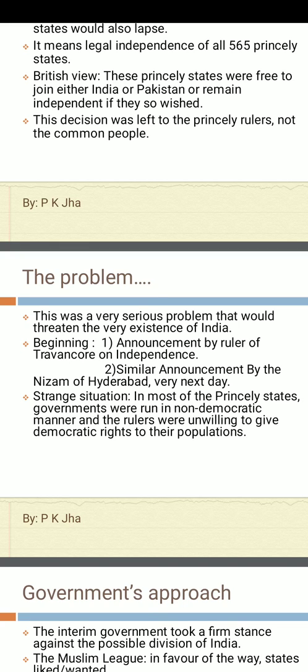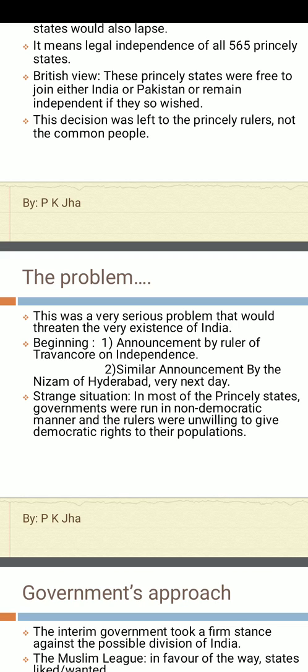Yes, children, the Nizam of Hyderabad was very wealthy. The Nizam had enough wealth, in fact. And this Nizam made a similar announcement the very next day.